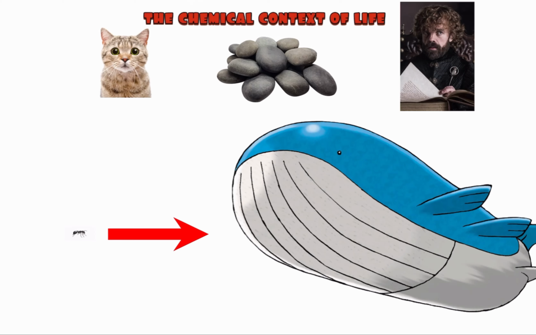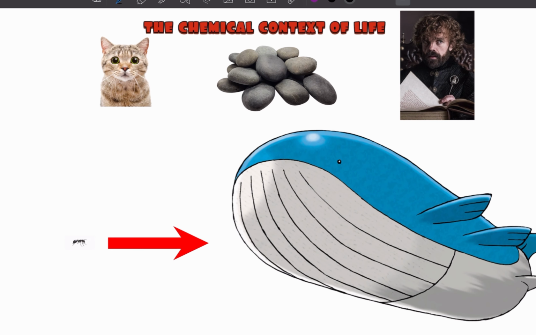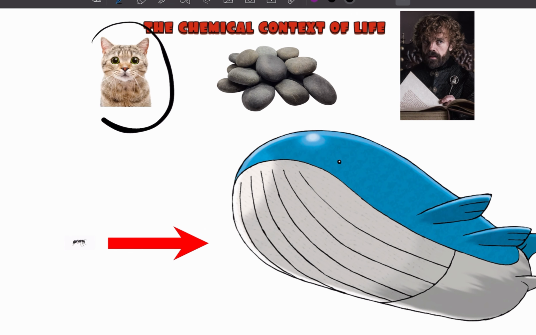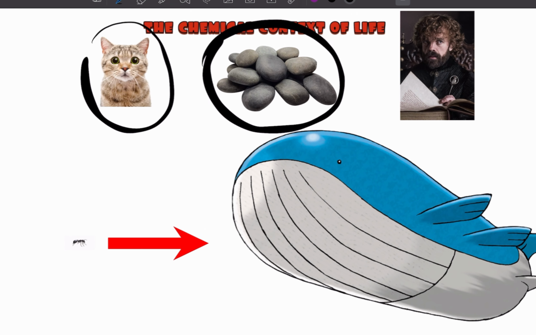Guys, welcome to another video, and in today's video we're just going to have a basic overview of the chemical context of life. So as you guys see here, I have a couple of photos. I do have this beautiful cat here. Cats are my favorite. We have some rocks here. We also have Tyrion Lannister, one of my favorites in Game of Thrones.